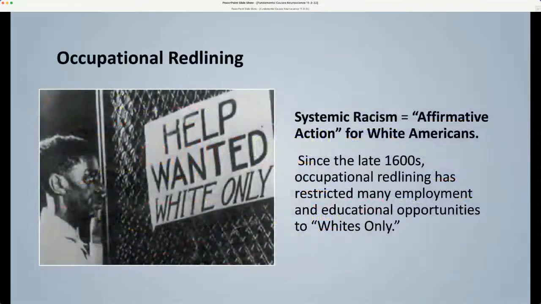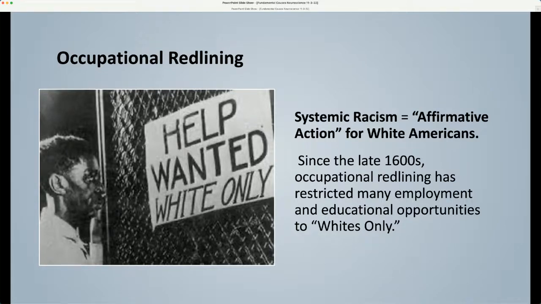So, occupational redlining. Let's be clear. Systemic racism equals affirmative action for white Americans. Since the late 1600s, occupational redlining has restricted many employment opportunities and educational opportunities to whites only. That has been the real history of affirmative action. Black folks don't even apply. Don't apply for housing, don't apply for school, don't apply for employment.